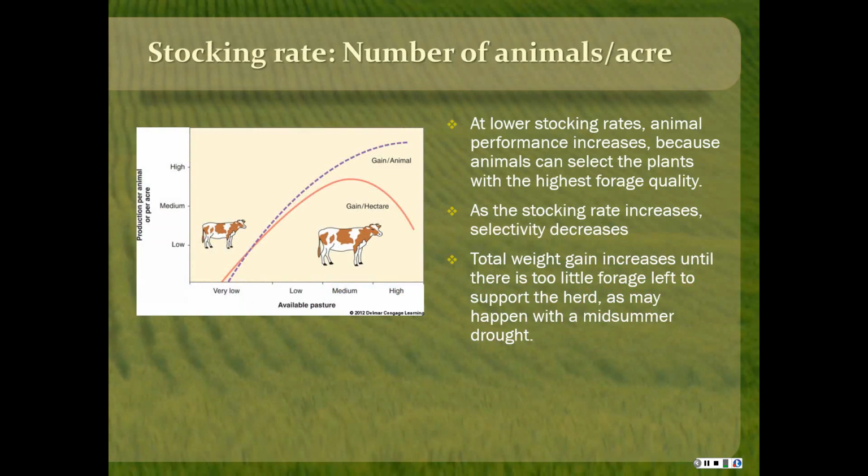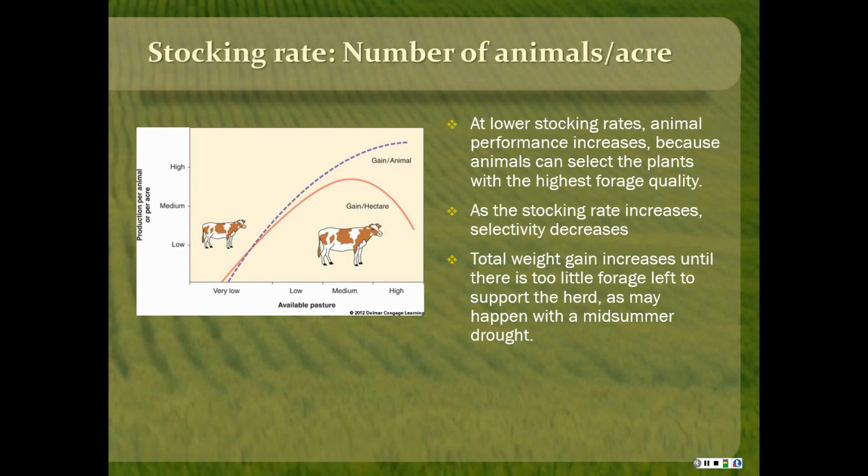And stocking rate is really important with grazing. That's just the number of animals per acre. And it's going to depend on the type of animal, and then also the species, the plant composition of your pasture. So at lower stocking rates, the animal performance increases because the animals can select the best plants with the highest forage quality. But as the stocking rate increases, selectivity decreases because they're just trying to get enough to eat, and they may not all be able to get the plants that they kind of seek out for the best food value.